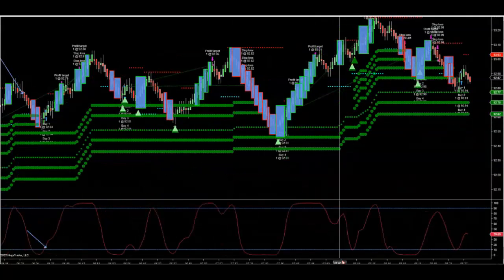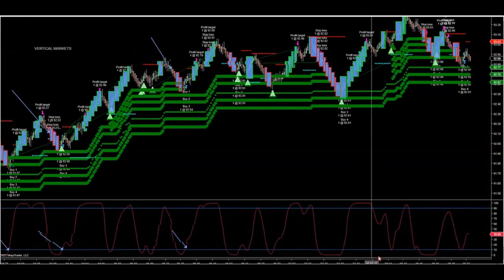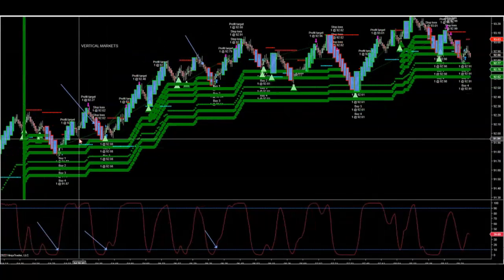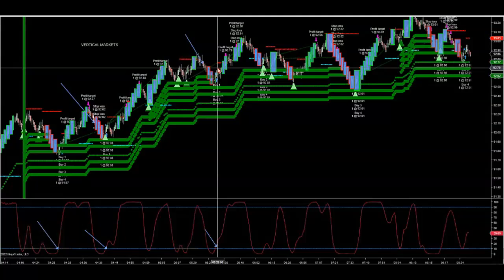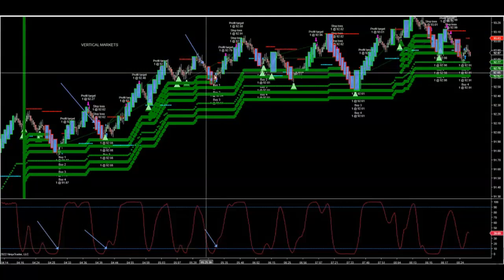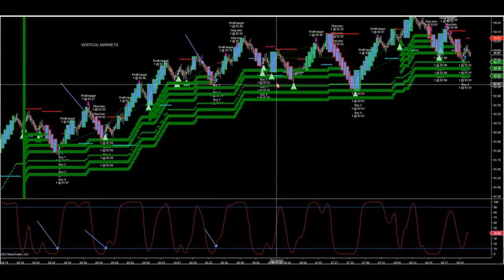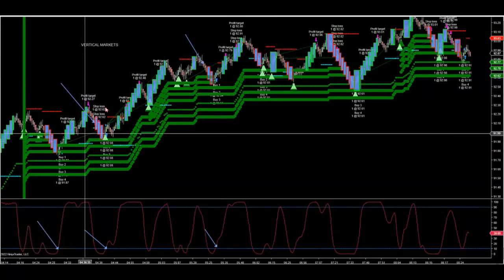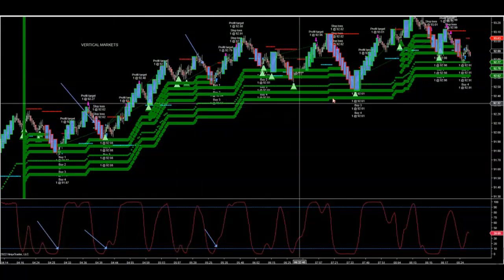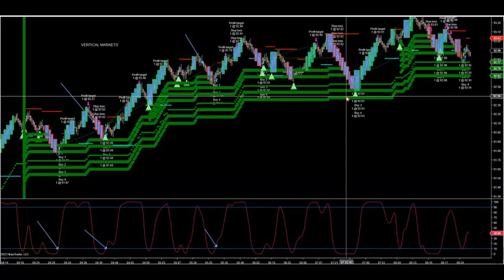And so that's what we want to do. We want to get into a situation where we're trading vertical. Where you don't want to trade the strategy is when we have a chop market or a sideways market. So we want to trade vertical markets only.